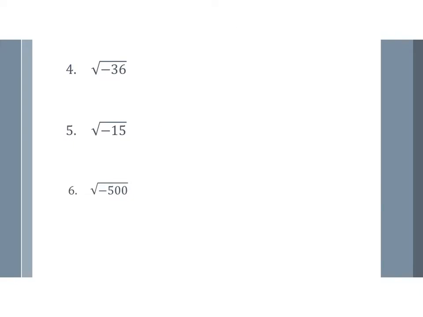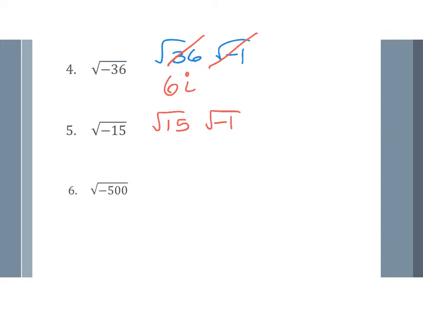36. So again, we're first going to break it down into 36 times -1. Again, you should all recognize that 36 is a perfect square. It becomes a 6, and the -1 becomes an i. For the 15, again, break it apart. 15 times -1. The only factors of 15 are 3 and 5. I can't make a pair, so the only thing I'm going to be able to square root is the -1, and then put the radical back because I can't break the 15 down.